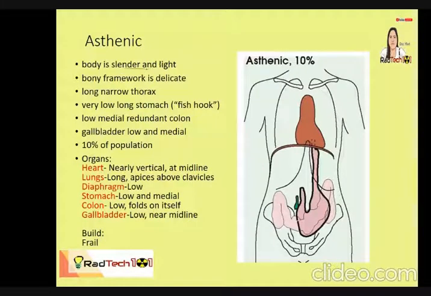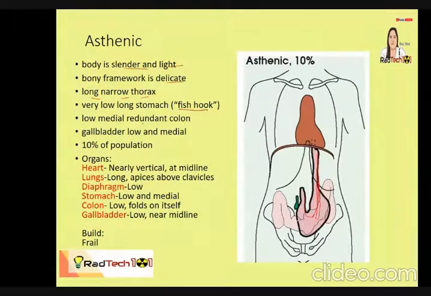So, slender and light. So, delicate bony framework, long, narrow thorax. So, mas mahaba yung kanyang thorax. Very long, low stomach. Yung stomach niya, tingnan nyo. So, hindi siya mahilig kumain. Kaya wala siyang bilbil. Ito yung stomach niya, pababa. Para siyang fish hook.